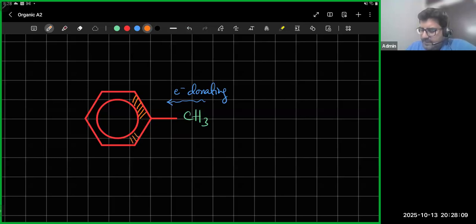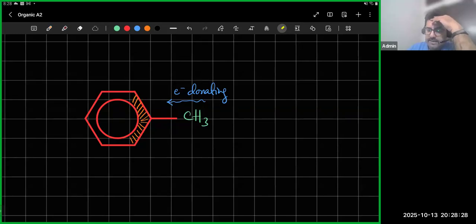So that is why the electron density is going to be slightly higher on this side. Clear? Is this thing clear that electrons are being pushed by the carbon chain? So that increases the electron density on this side. Is this clear? Yes, sir.